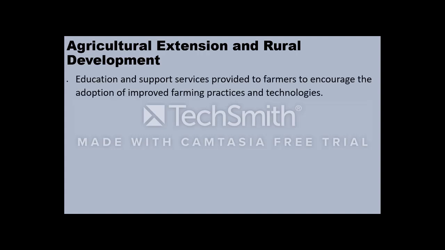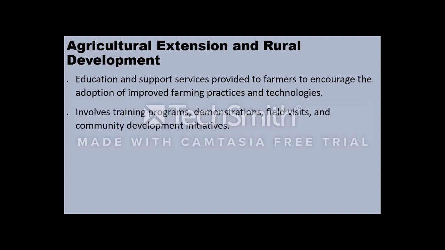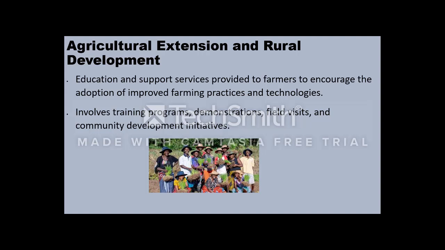And this, because we know that most of the agriculture occurs in the rural areas. So what you do in this case is that you educate and support services provided to farmers to encourage them to adopt the new technologies or improved farming systems that we have already worked on as researchers. We want them to embrace it to make agriculture better for them and more fun. And it also involves the training programs. How do you do that? You expose them to training programs, demonstration fields, field visits, as well as community development initiatives.